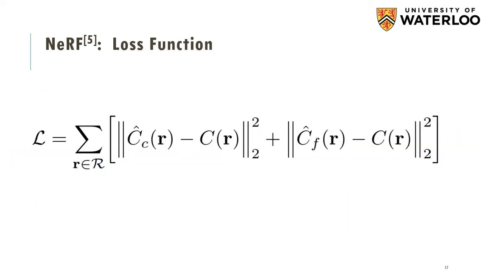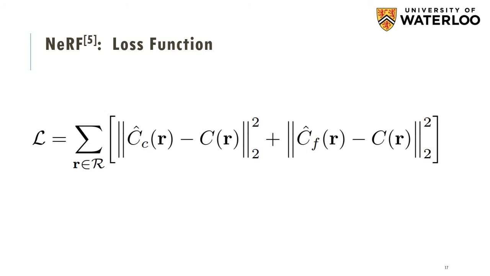Using the final color that was predicted from the coarse network and the final color of the ray that was predicted from the fine network, we supervise these two networks using this loss function. Technically, what the loss function is doing is minimizing the difference between the predicted color of a pixel and the ground truth color of a pixel.